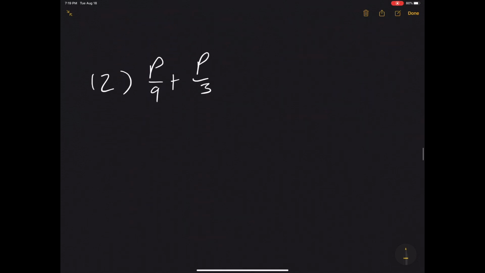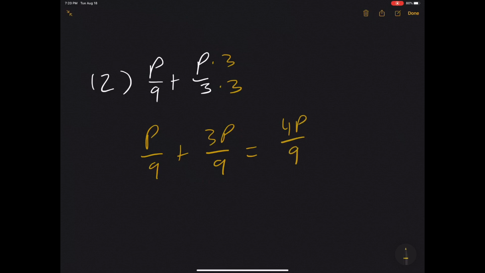Moving on. Number 12 is another just adding fractions problem. All we have to do is find a common denominator, and we can kind of already see that denominator is going to be 9, because 3 is a factor of 9. So I'll just take this one and multiply top and bottom by 3. And I get p over 9 plus 3p over 9 is equal to p plus 3p is 4p over 9. And that's all there is to number 12.